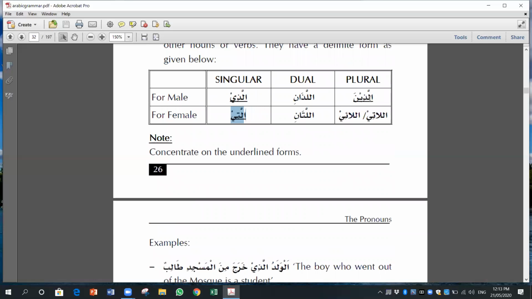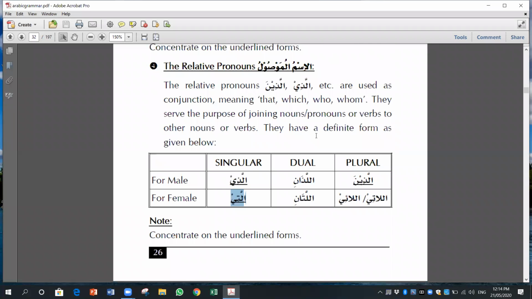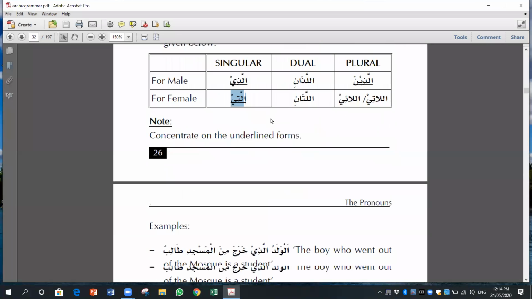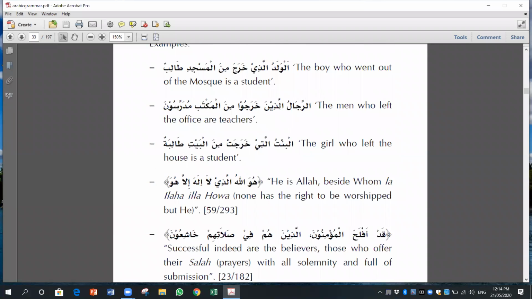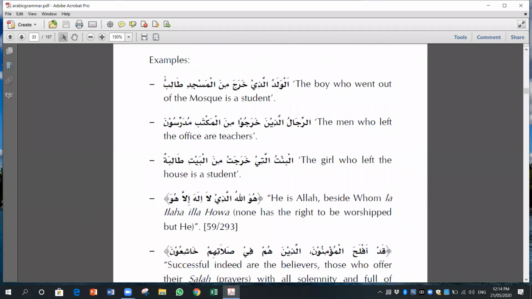Alladhi, alladhina, singular and plural. Allati, allati, and allai, both are correct. So these are the relative pronouns, used as conjunctions. Okay, let's go through the examples also, so that we can understand more.